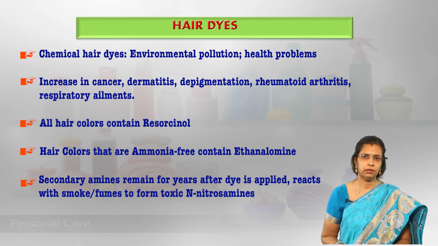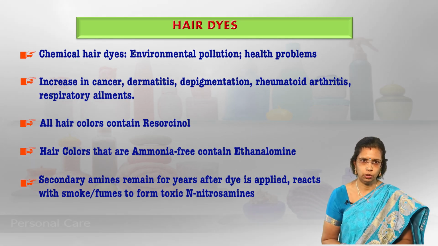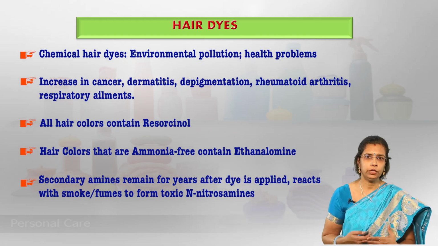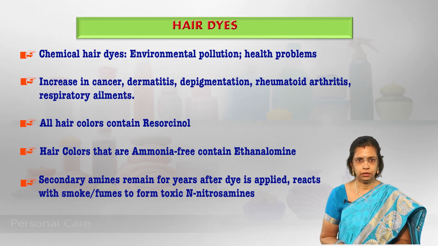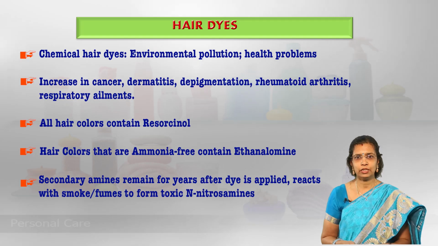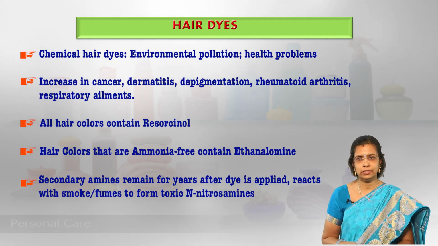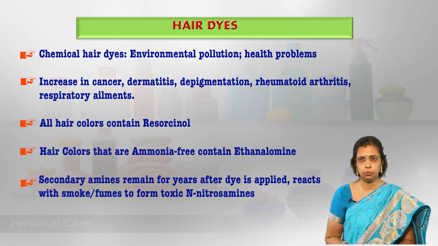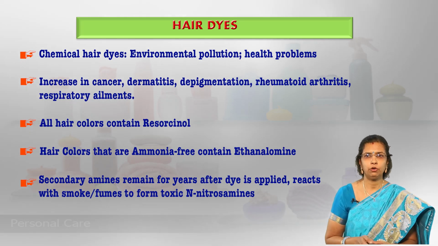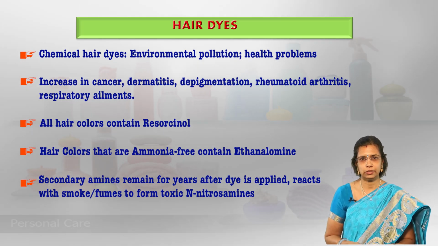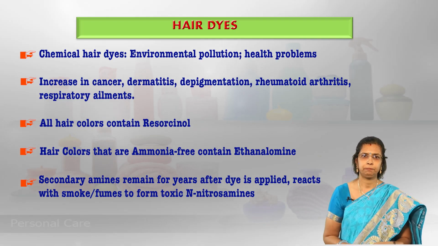So, all the hair colors, they contain the term resorcinol, and the hair colors which are even ammonia free, they contain ethanolamine. The secondary amines can actually remain for years after the dye is applied, and that can again react with the smoke and the fumes, and then this can form the toxic N-nitrosoamines. So, you see the amount of chemicals that are coming out from these dyes.